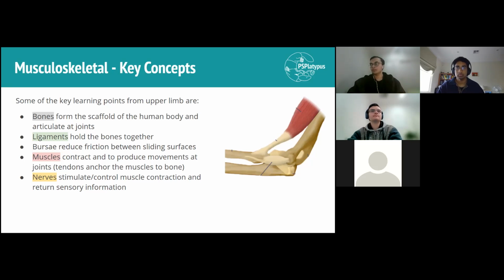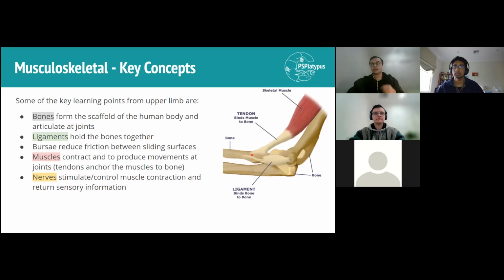So the muscle over here, for example, I don't know if you can see my cursor, but there it is. Okay, so the muscles contract at the joints and produce movements at the joints by bringing the bones either closer together or moving them further apart, right? And tendons are the structures that actually anchor the muscles to the bone, right? So tendons hold muscle to bone, ligaments hold bone to bone. And finally, nerves are those structures which actually stimulate and control muscle contraction. And they also have a sensory component as well.